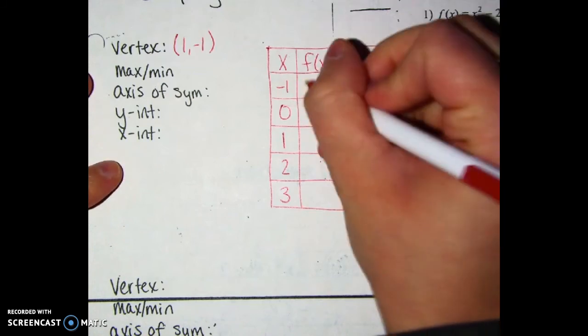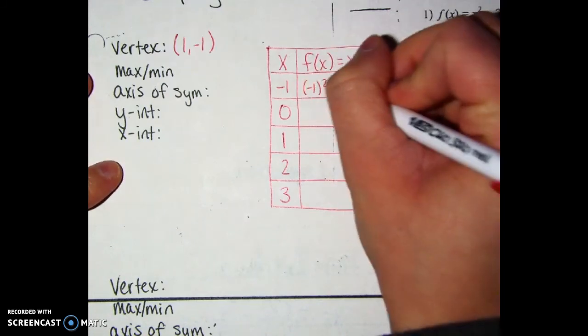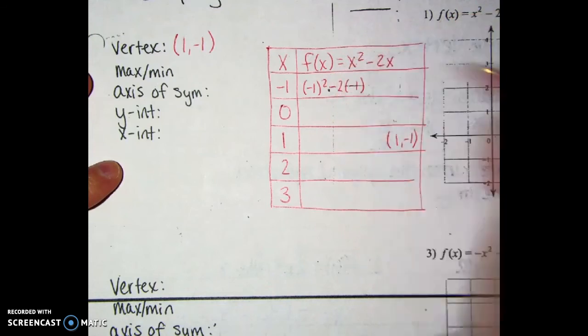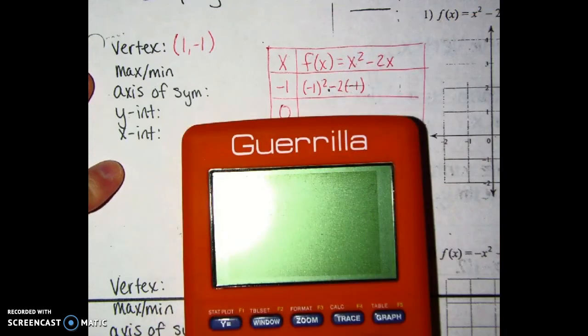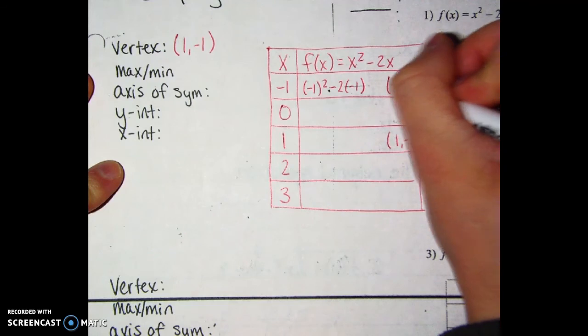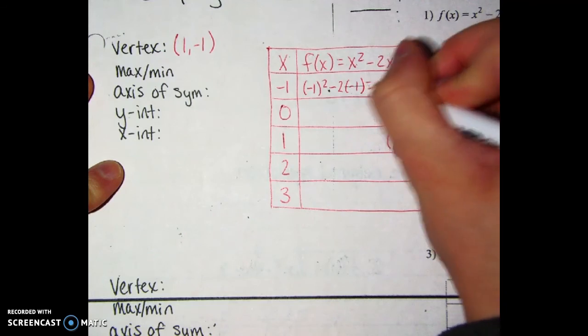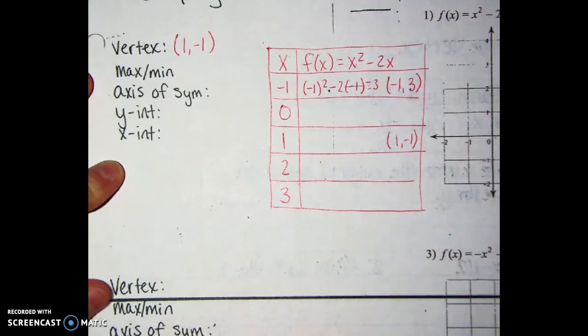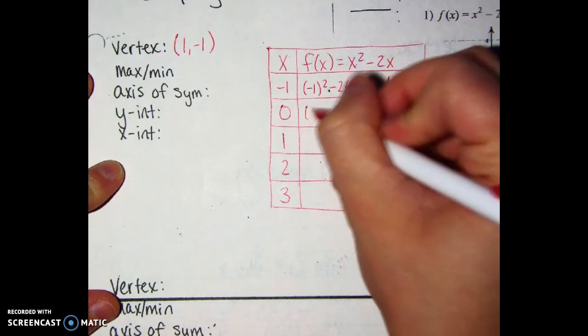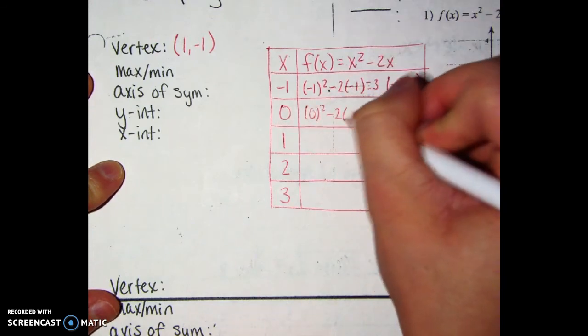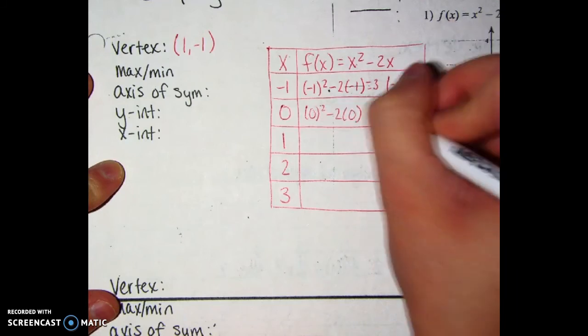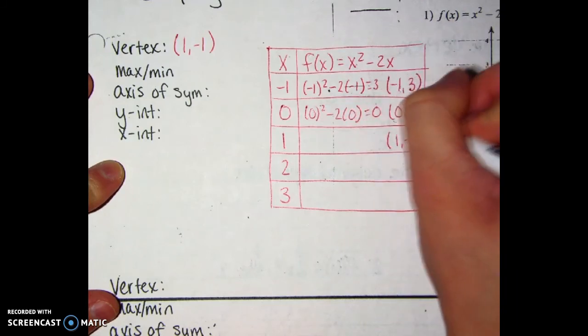So here it would be negative 1 squared minus 2 times negative 1. In your calculator, make sure that negative 1 is inside those parentheses, or else it's not going to give you the correct answer. So this would be 3. So my point here is negative 1, 3. And you can write equals 3 if you want to. Now I try it with the 0. So 0 squared minus 2 times 0. Both of those are 0, so it's just 0. 0, 0.